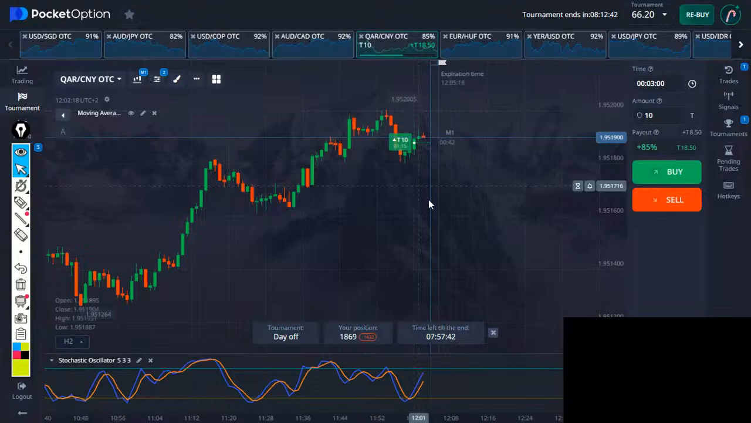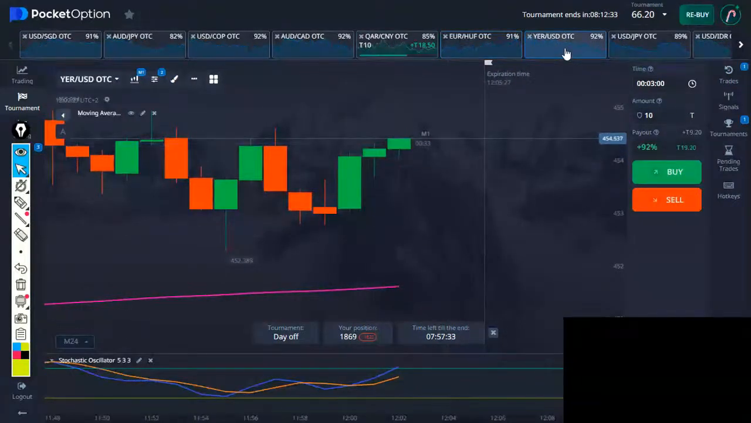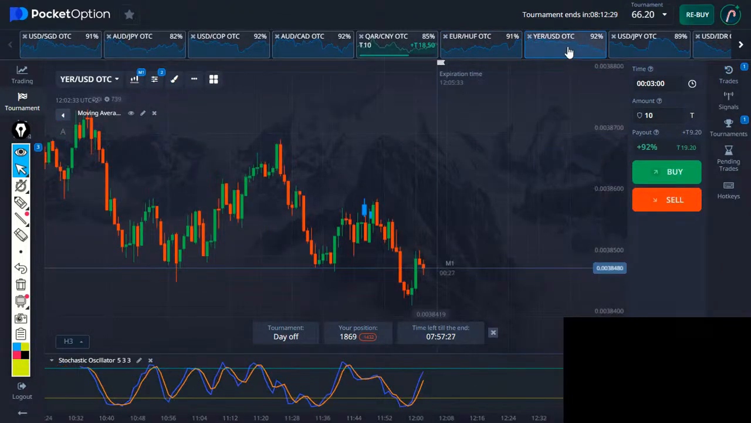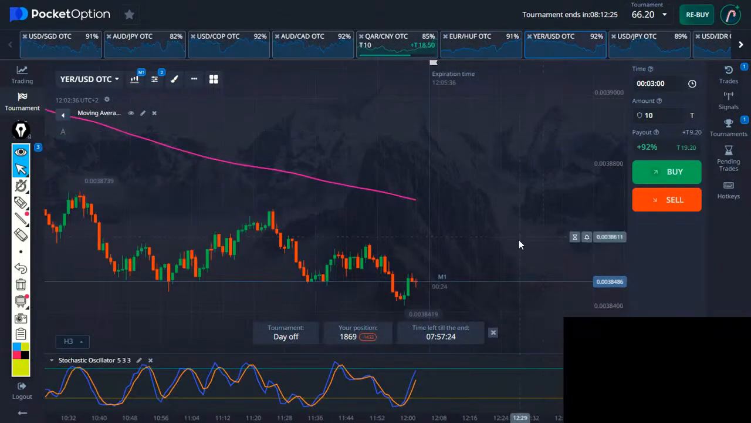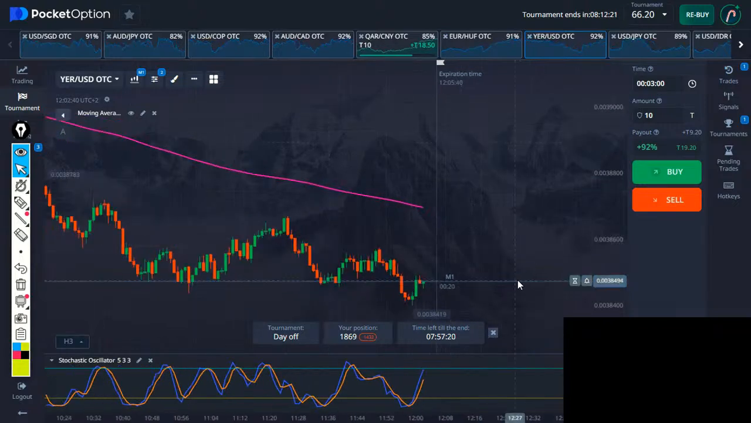Let's see the situation here. Okay, it's fine. This is a beautiful sell setup forming on this pair.